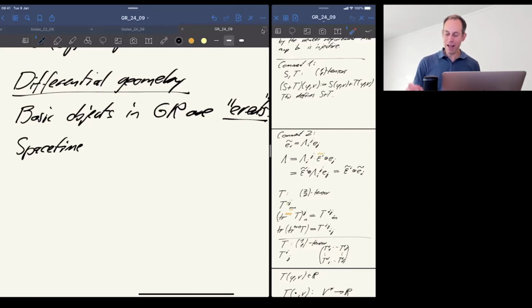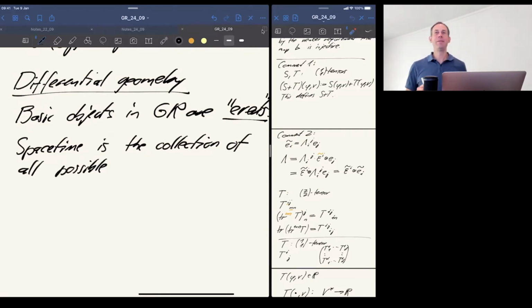So space-time, on a very abstract or general level, is the set of all possible events. And by possible I mean there are also locations in space and in time where nothing exciting happened. There's just an air molecule there, or maybe not even, but it still counts as an event. So it's a collection of all possible events. That's space-time.